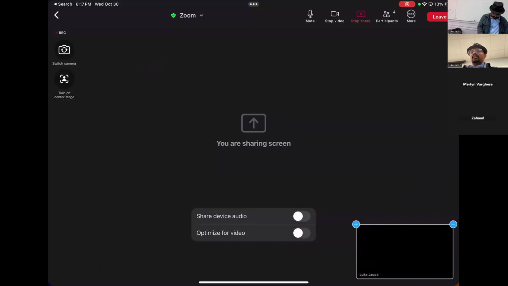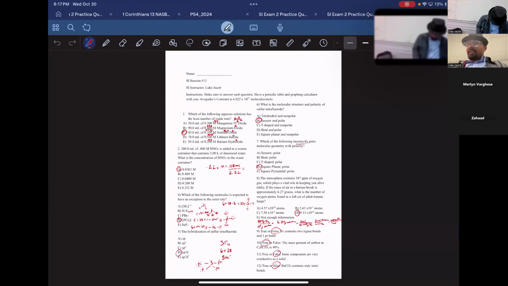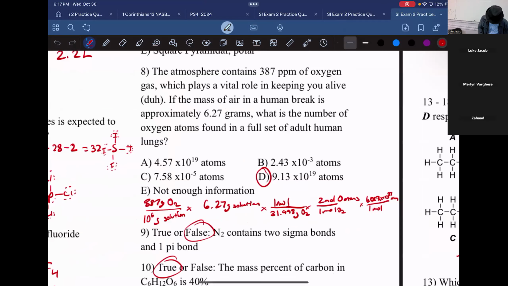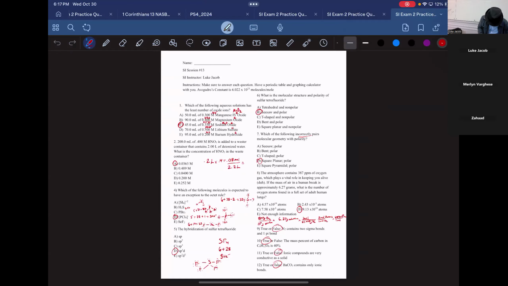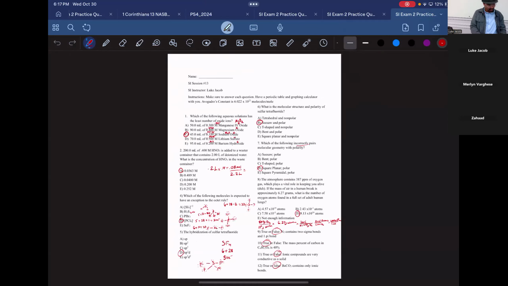One second. For which one? Number 8? It is D. Okay, but I got 9.13 times 10 to the 60. I got 10 to the 16 instead of 10 to the 19. That's interesting. Okay, I don't know how.